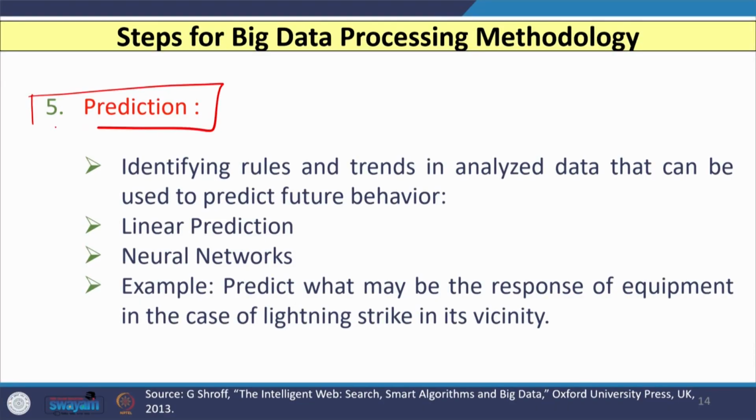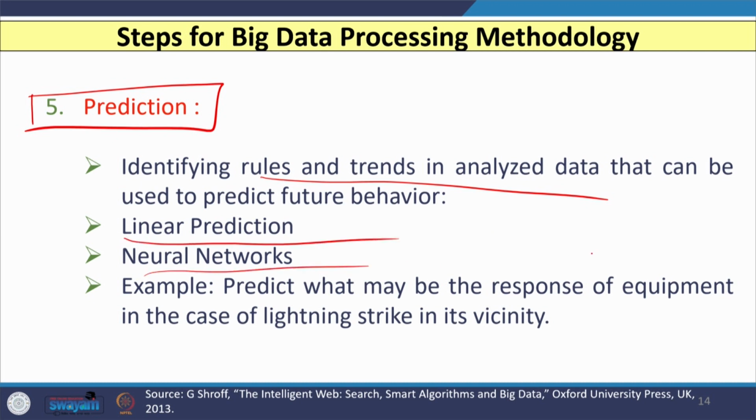So, based on that you can take appropriate decision. The fifth step is related to the prediction part. So, here in prediction algorithm we need to identify rules and trends in analyzed data that can be used to predict the future behavior. So, let us say for example, linear prediction algorithms are available, some neural networks are also available which can predict, right.